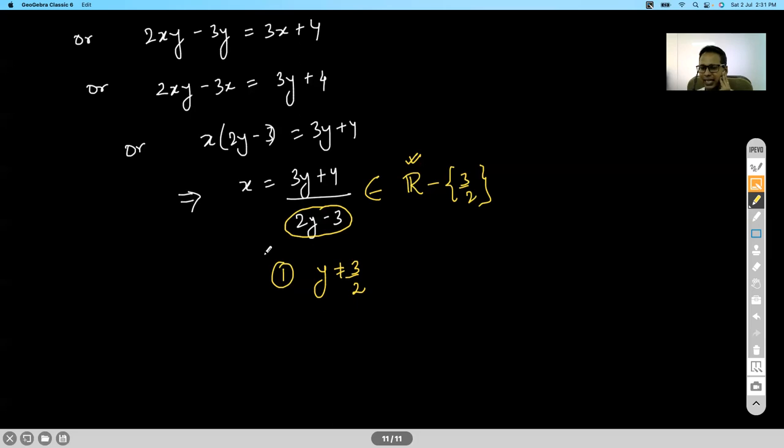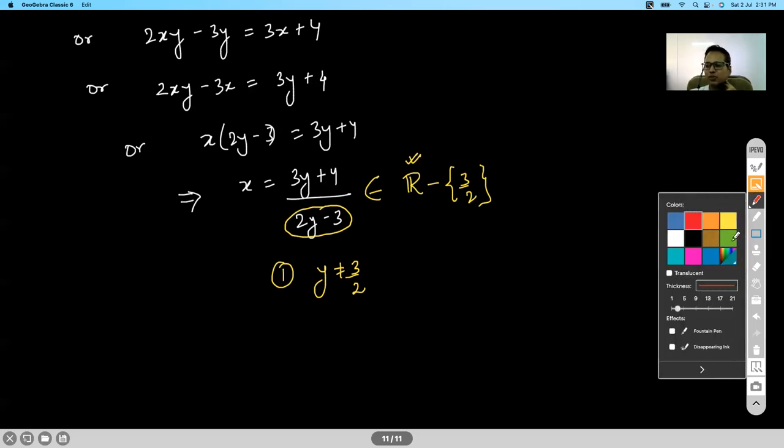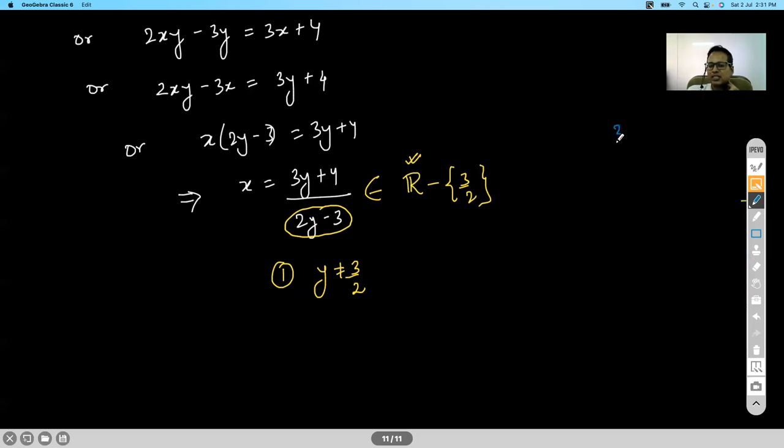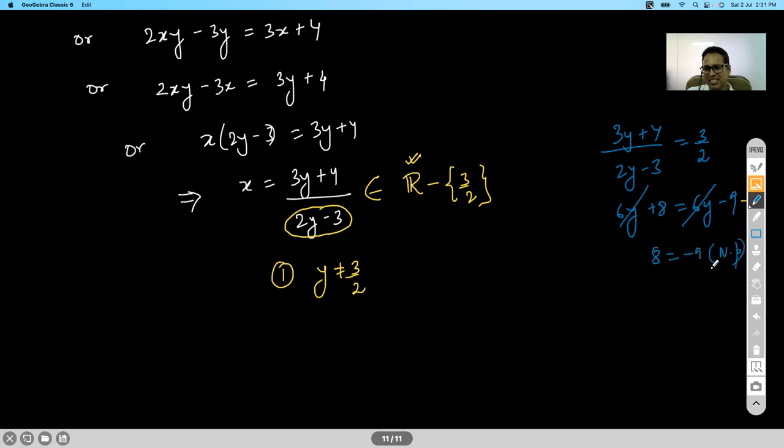Getting my point? And at the same time, y cannot take such a value for which (3y + 4) by (2y - 3) becomes 3 by 2. So I'll purposely assign it 3 by 2 and see if there is any y value coming up so that I can exclude that y value. So let's check. If I cross multiply, this becomes 6y + 8 equal to 6y - 9. Oh my God, this is not possible because it gives me 8 equal to minus 9. So the only value of y which you need to exclude is 3 by 2.